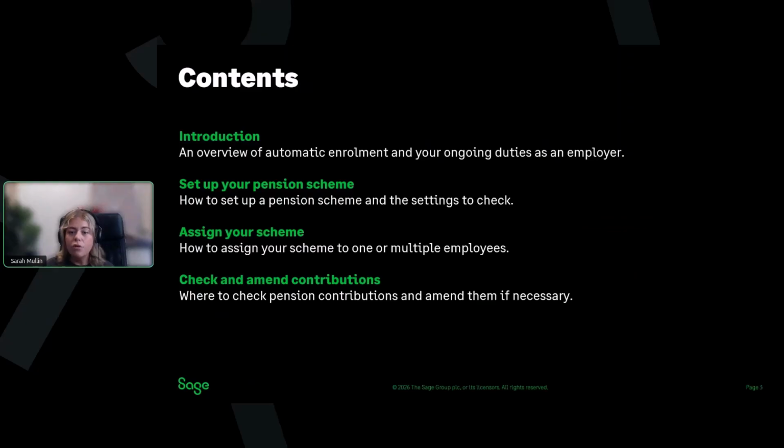Once your scheme is set up, we'll look at how to assign it to employees. That's whether you're assigning it to one individual or to multiple employees at once. I'll look at a couple of the different options available to help you save a bit of time there as well. And then finally, I'll cover off how to check your pension contributions and payments and make any necessary amendments as well. So a couple of quick, easy ways to adjust contributions if needed. So that is what I've got in store for you today.